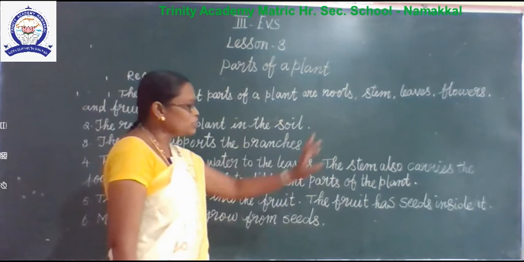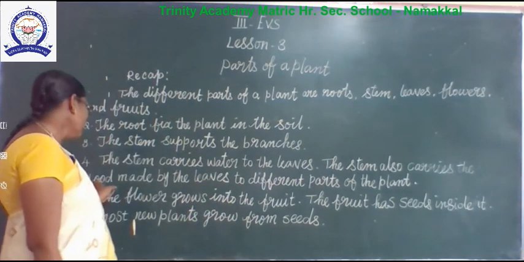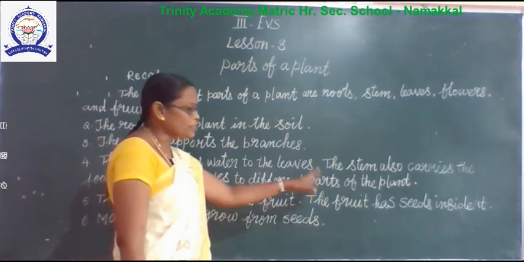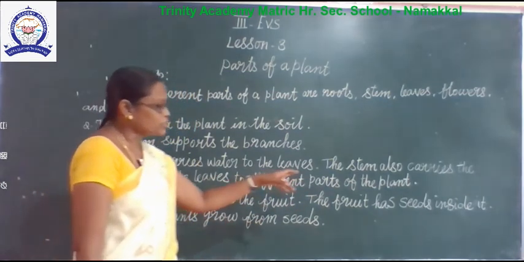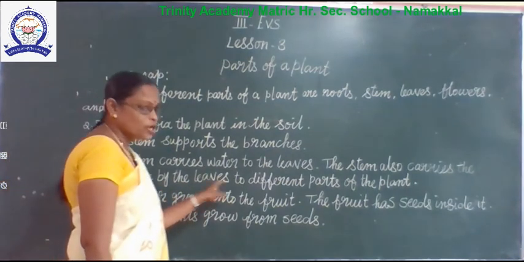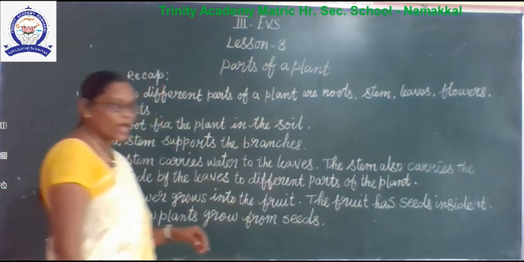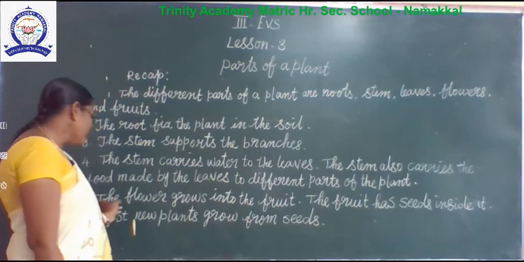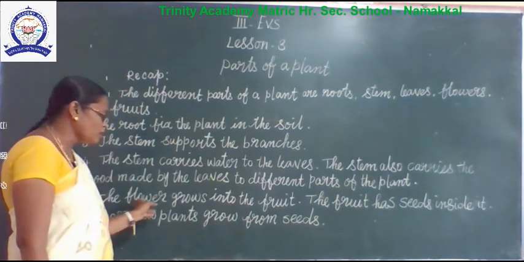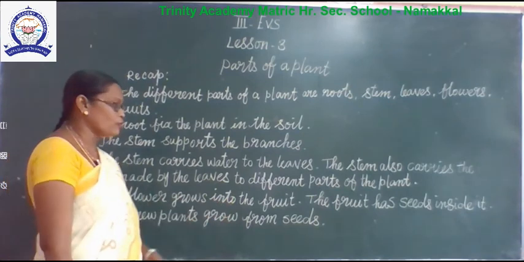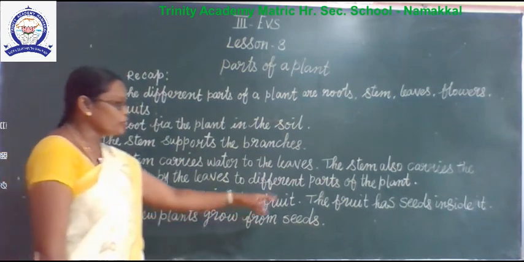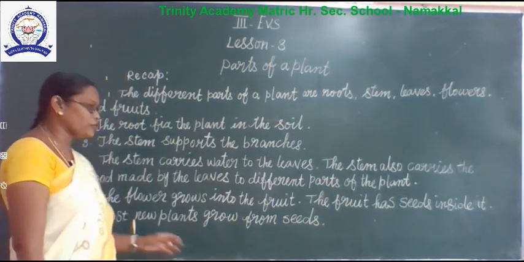The stem also carries the food made by the leaves to different parts of the plant. Fifth point, the flower grows into the fruit. The fruit has seeds inside it.